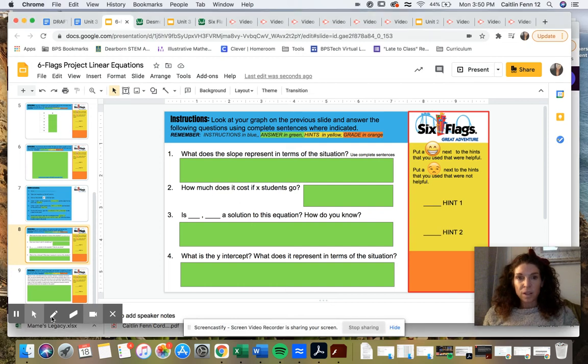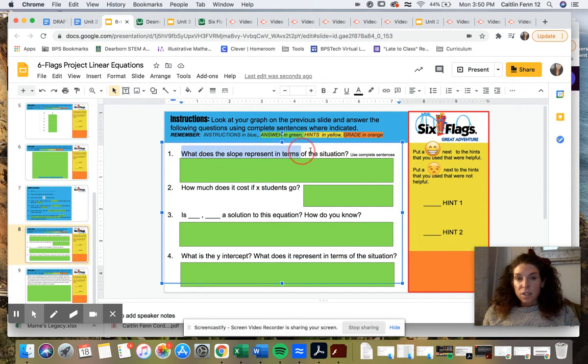Okay, so we're going to look at our graph on the previous slide and answer the following questions using complete sentences where indicated. So instead of using the exact graph for Six Flags and giving you the answers, we're going to go back to our graph for the t-shirts, and you're going to use that example to write your own for the Six Flags trip.